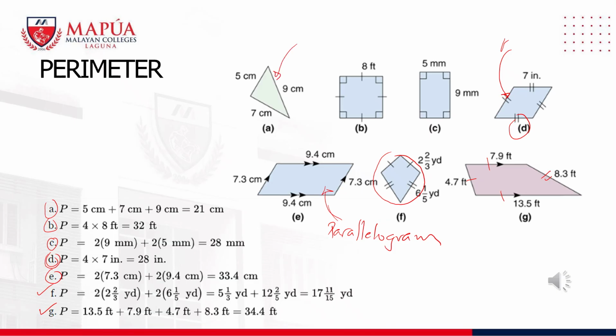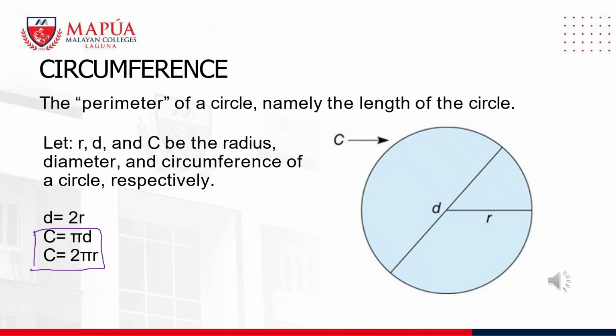This is, of course, you know, what is this? This is a triangle. And this is the square, this is the rectangle, this is the parallelogram, this is the rhombus, this is the kite, this is the trapezoid. Okay, then let's move to the next one.